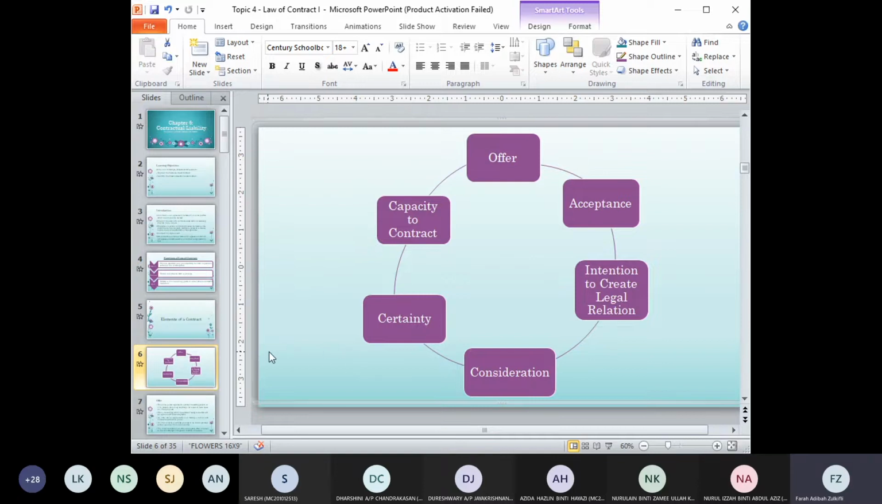Okay, so we'll see each element one by one. The remaining four elements are not quite lengthy, but the first element and the second element are quite lengthy. So if at any part you don't understand what is offer, what is acceptance, please ask. You can ask either by using your voice, or you can ask on the meeting chat. Okay, so we'll see the elements one by one.